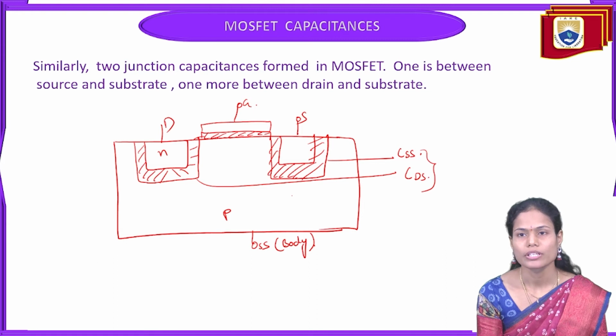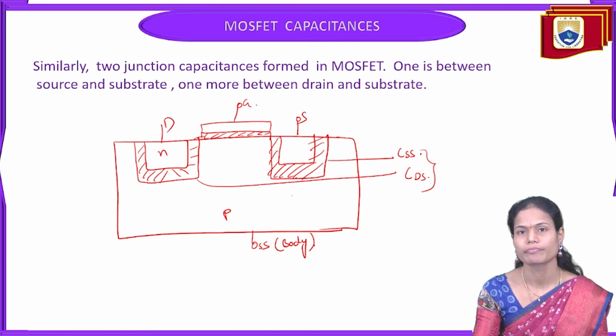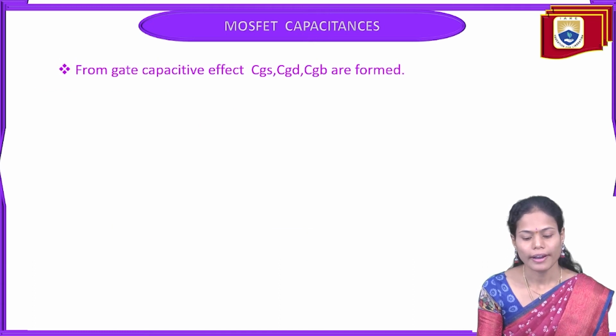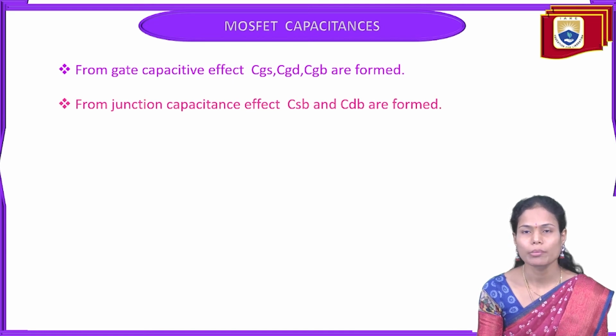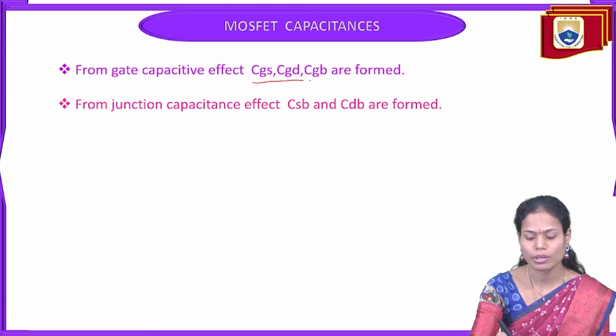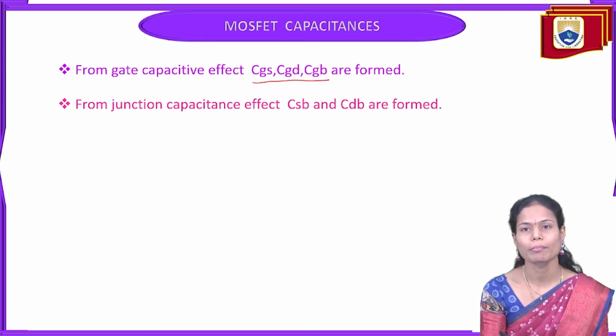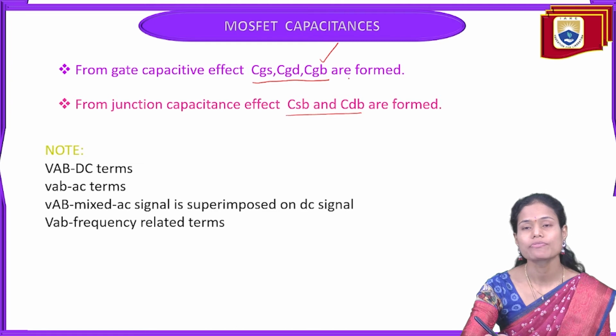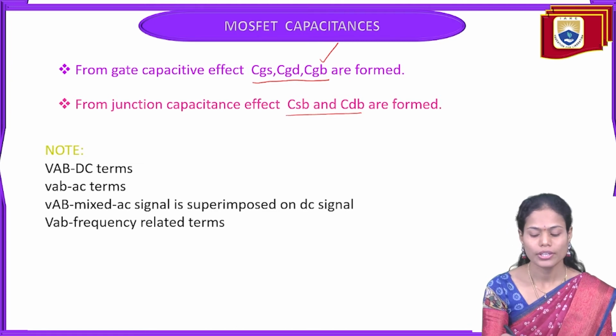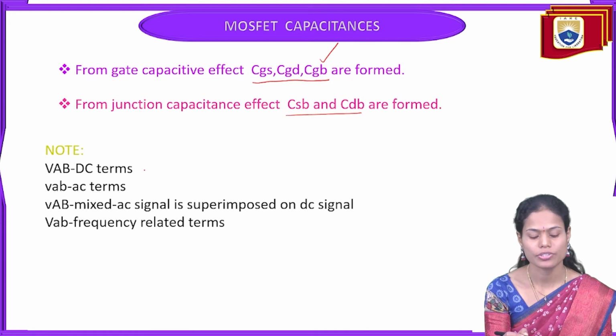So from the MOSFET operation, we get the internal capacitances as well as the junction capacitances. We have already discussed the gate capacitive effect as well as the junction capacitive effect in the case of a MOSFET. From the gate capacitive effect, we get three types of capacitors in the MOSFET, and from the junction capacitance effect, we get two types of capacitors. In order to find the values of these capacitances in the MOSFET circuit, we require different terminologies here.